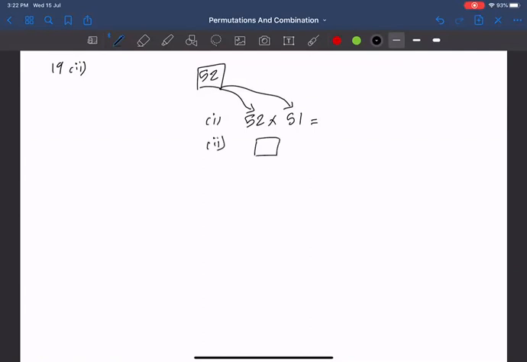That's the second subpart. If the cards are replaced, the first card is drawn from a pack of 52 cards. The first card drawn, for that I have 52 options. Now this card is kept back. So now the number of options for the second card is also going to be 52. Okay? First card 52.